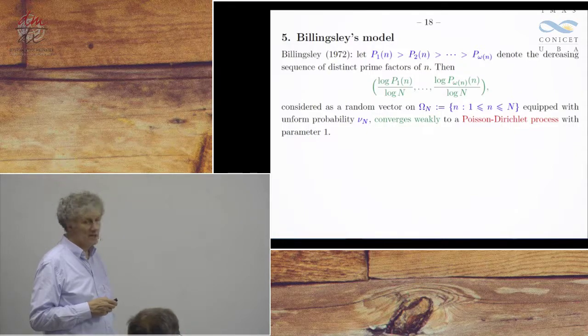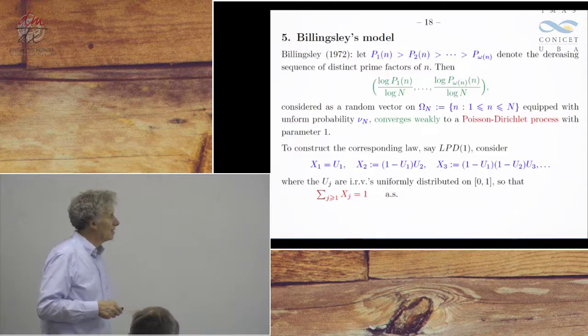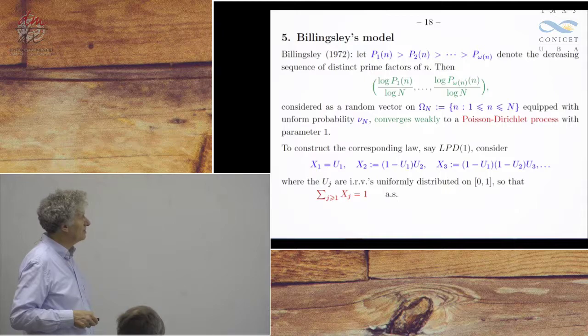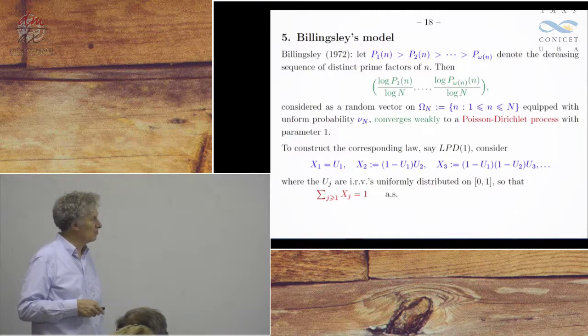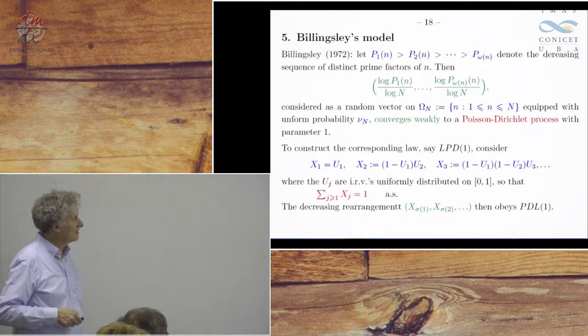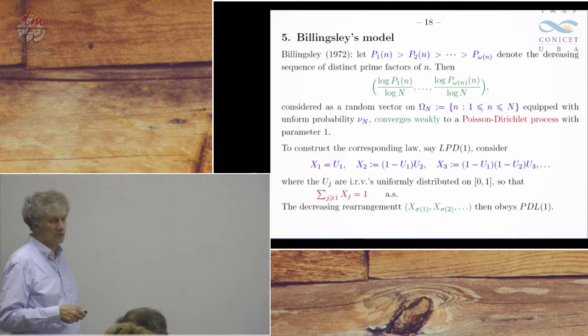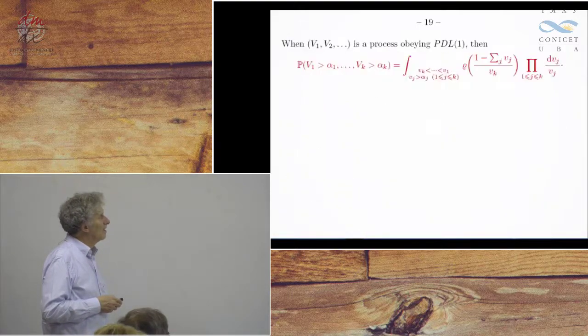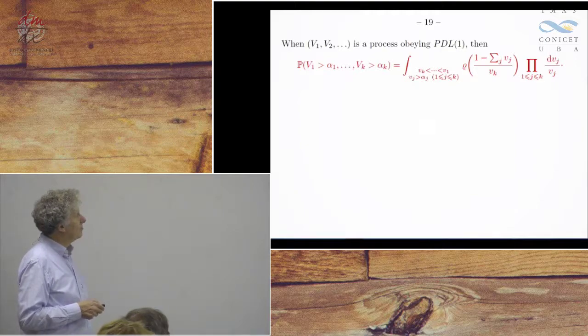So a Poisson-Dirichlet process is well known to probabilists, but one way of constructing this is: you take independent uniformly distributed random variables on (0, 1). You consider x1, x2 is (1 minus u1) times u2, and so on. Algebraically, this sums to 1 almost surely. Now, you rearrange the xi's in decreasing order, because they don't have to be decreasing. And the law of this rearrangement is the Poisson-Dirichlet law.